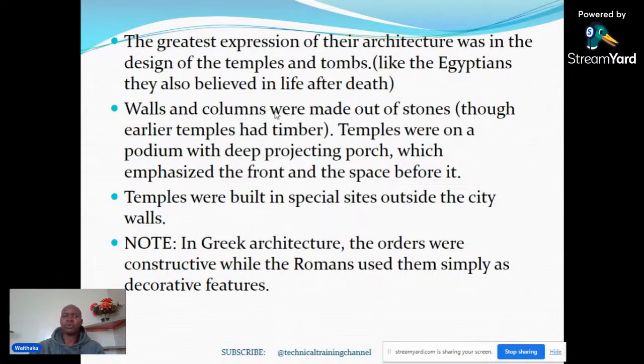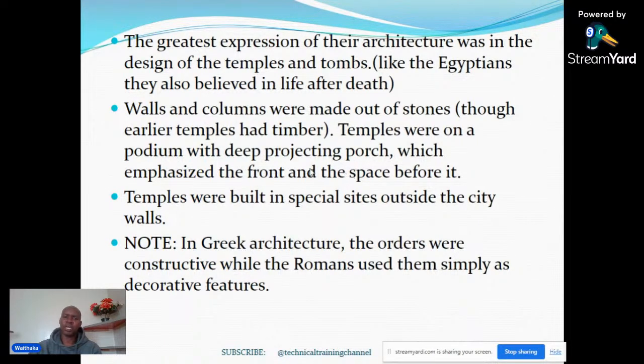But we are saying that before that invention, they used to do timber columns, and that now was revolutionized by the use of concrete. We can see now temples again as a comparison with the Greek. We saw that the temples in Greek were located on high places, and we can see the same theme being also employed by the Romans, because we are saying that temples were on a podium, that is on a raised ground, and for their temples they had projecting porches.